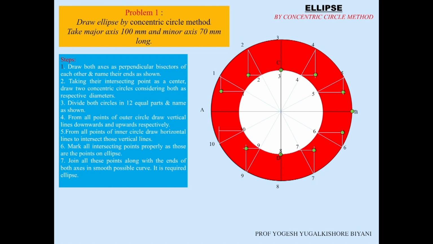If we connect all the intersecting points with the ends of both axes in a smooth possible curve, we get the required ellipse. You can use a French curve to connect all the points, and this is our required ellipse by concentric circle method.